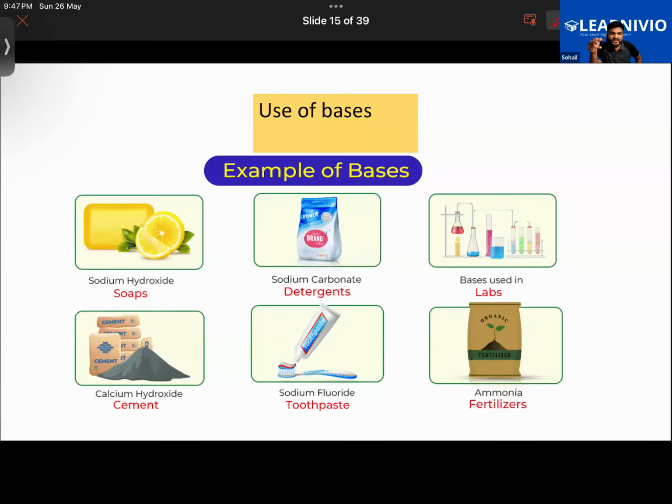NaOH, by the way, here is sodium hydroxide. Okay? What is HCl? Who will tell me? HCl is hydrochloric acid. Hydrochloric acid. Okay.